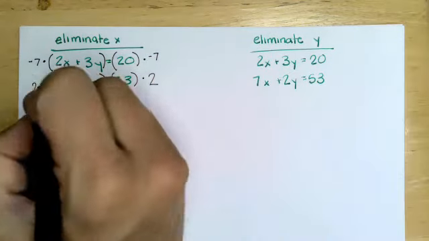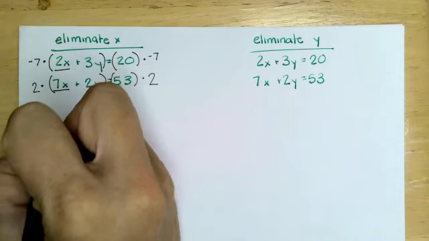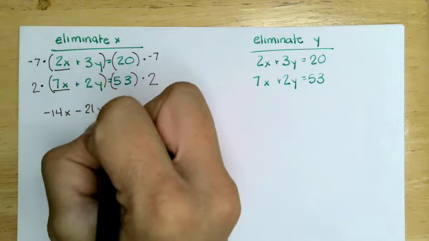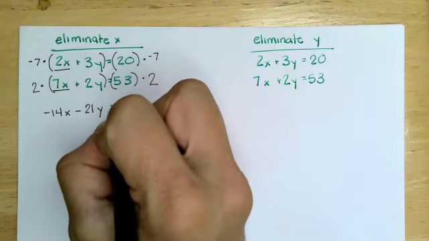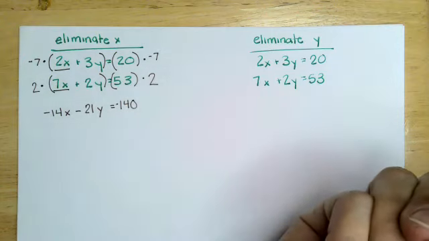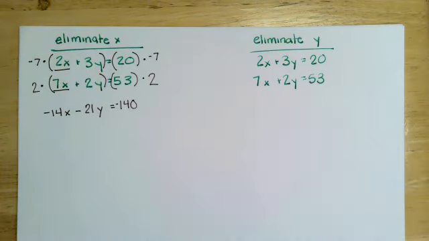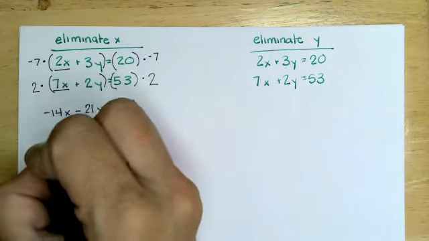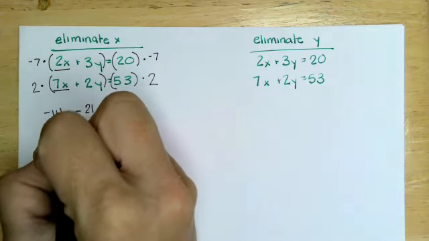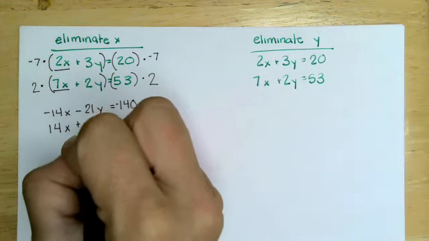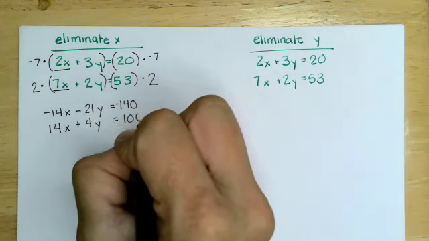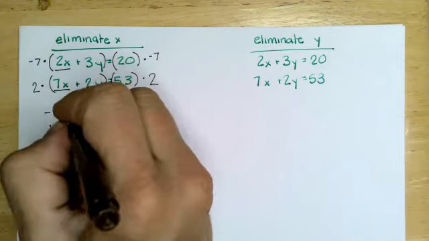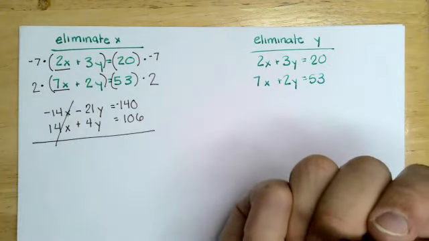Okay, so -7 times 2x is -14x, minus 3 times 7 is 21y, equals -7 times 20, negative 140. Doing 53 times 2 in advance: 2 times 7x would be 14x. 2 times 2y is plus 4y. And then this is 106. 53 times 2 is 106. Now I can eliminate the x's. -14 and a positive 14 cancel out.